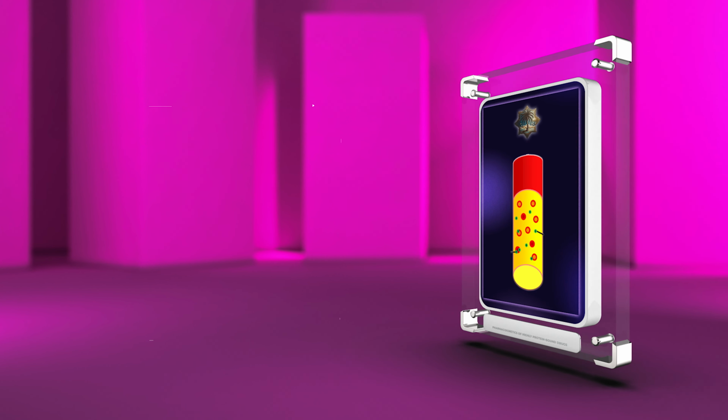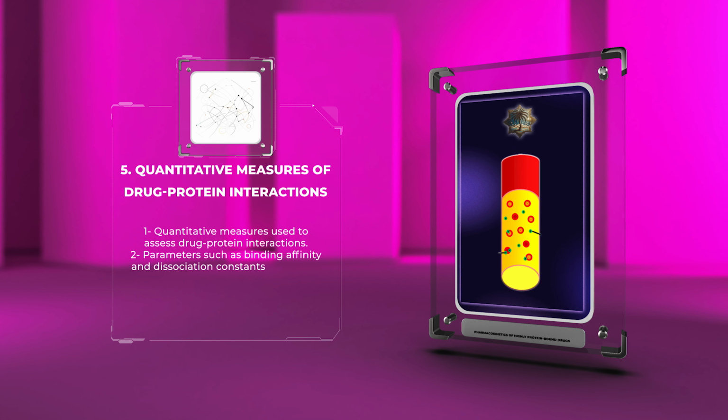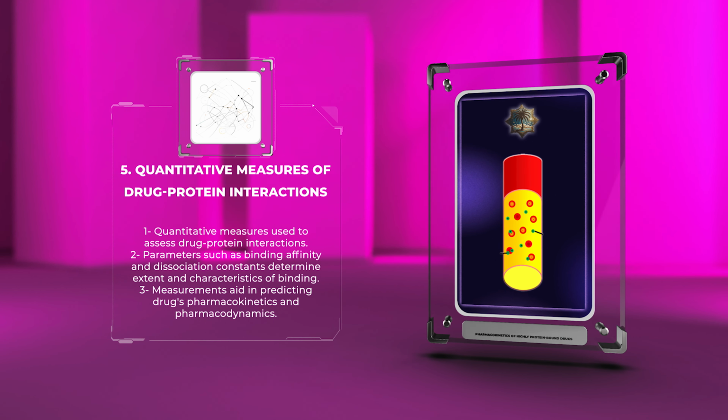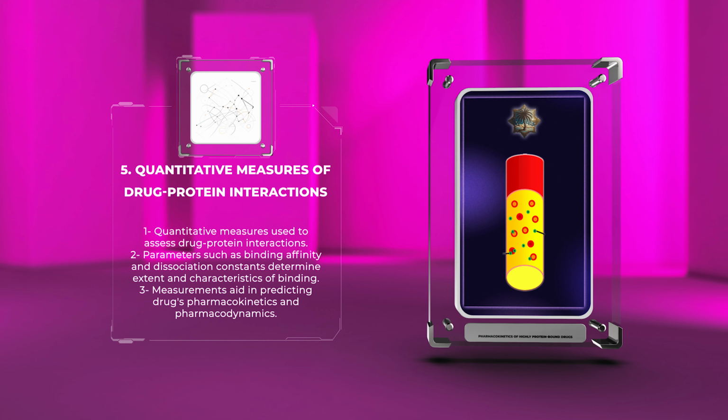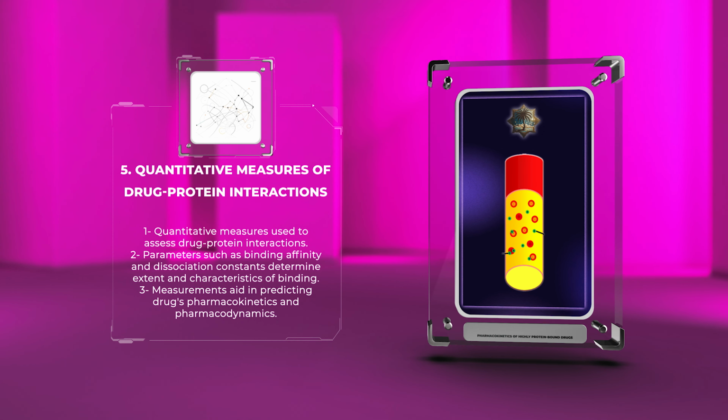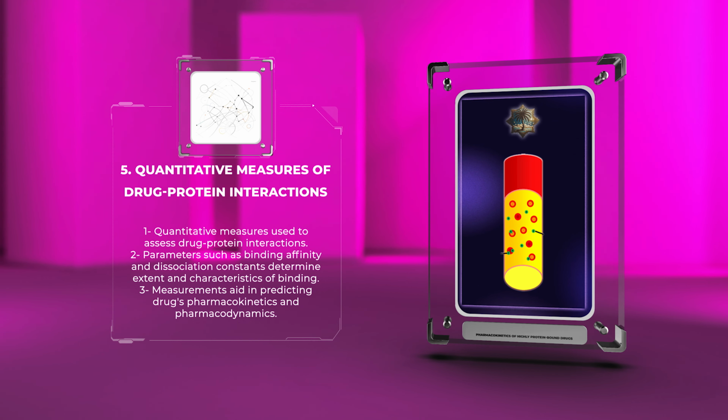Quantitative measures are used to assess the strength of drug-protein interactions. Parameters like binding affinity, dissociation constants, and binding capacity allow us to determine the extent and characteristics of drug-protein binding. These measurements aid in predicting the pharmacokinetics and pharmacodynamics of drugs.